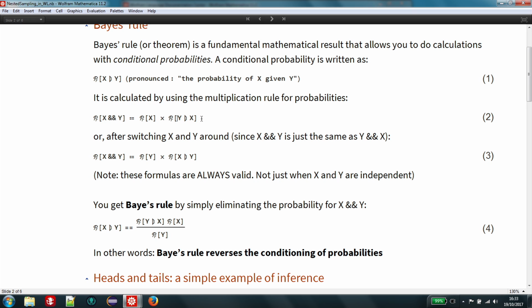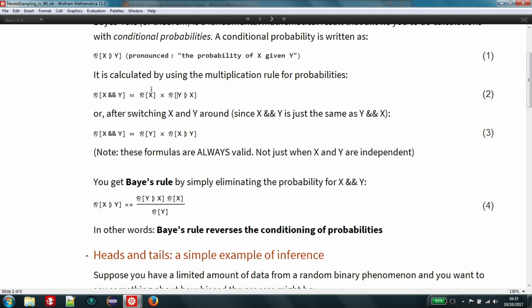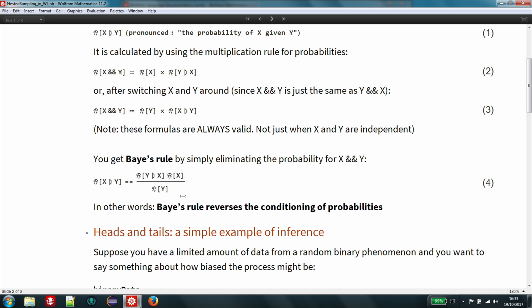It's not like the independence product rule. This is just a universal probability law. Because we can switch X and Y around on the left side, because the AND operator is commutative, you can also switch around these two terms on the right-hand side. That gives you two ways to calculate the probability of X and Y, which means that you can eliminate it. And when you do that, you get Bayes' rule.